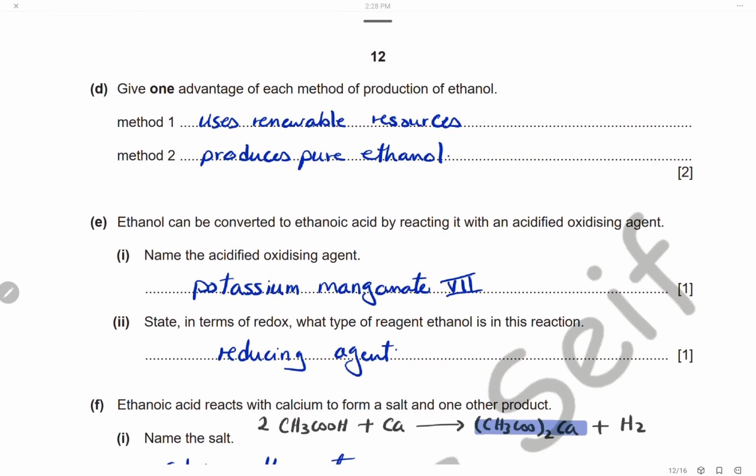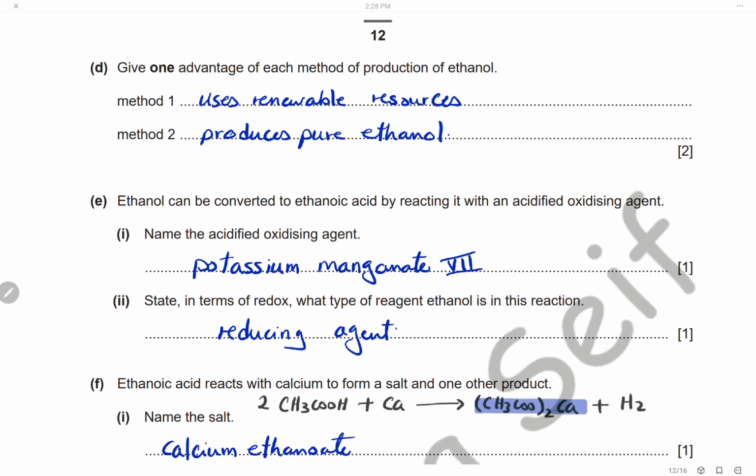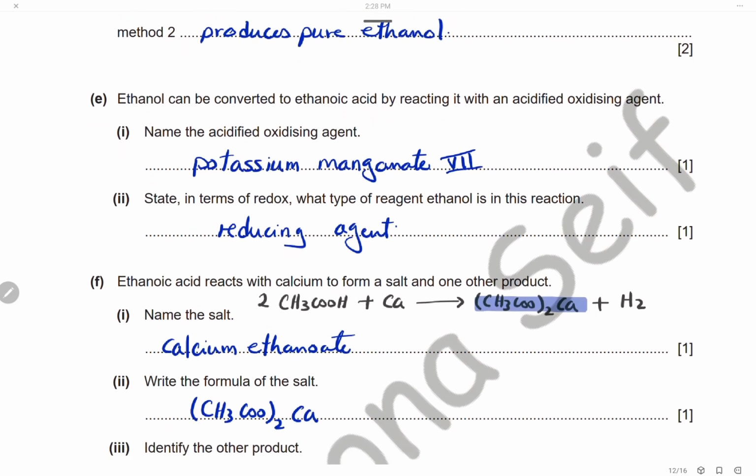Question D. Give one advantage of each method of production of ethanol. Of course, method 1, which is fermentation, we can write any advantage, like it's a cheap method, and we can also write because it uses renewable resources. Method 2 produces pure ethanol, and it is a fast and continuous method.